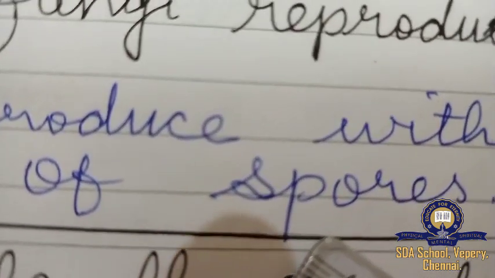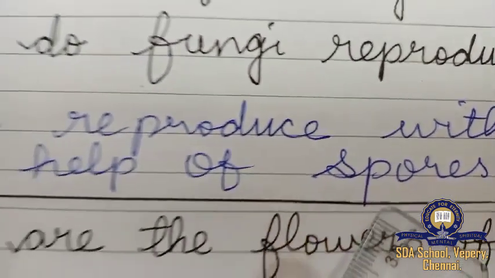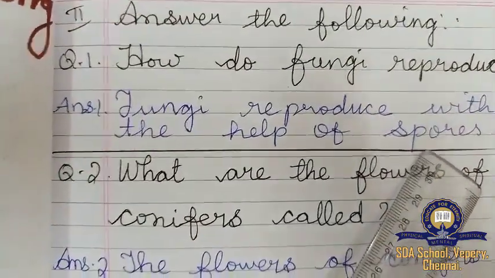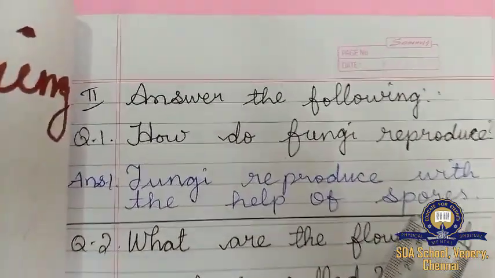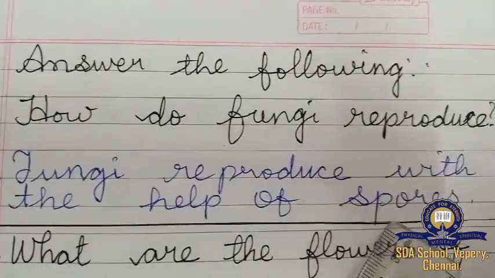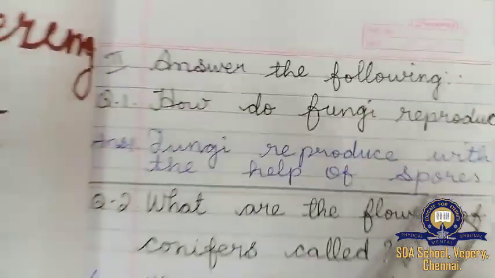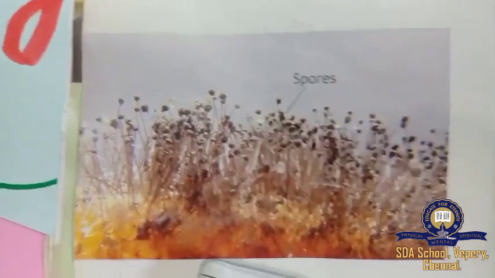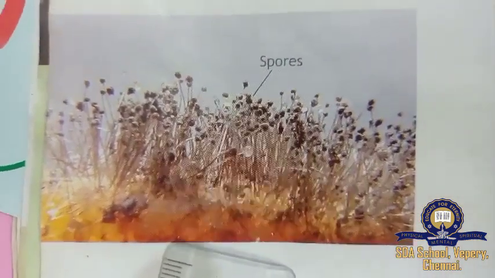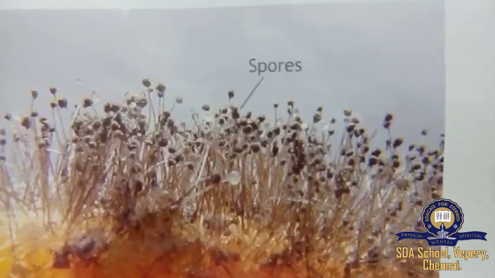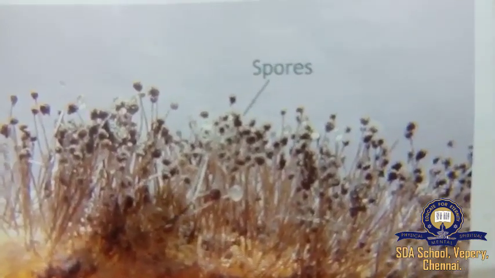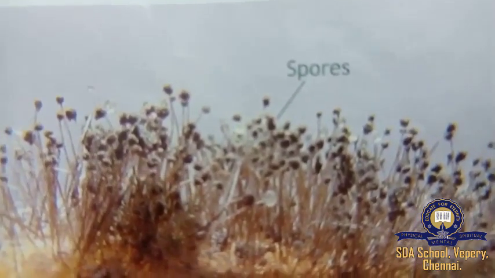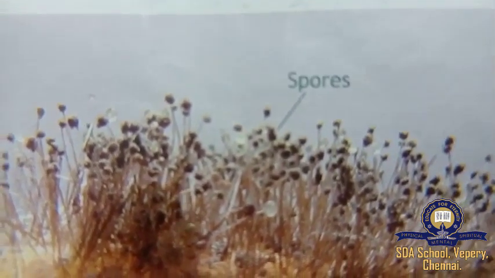S-P-O-R-E-S. Spores. You can see spores on the top of stale bread or stale food particles, a black colored thing. From this, fungi reproduce. Fungi reproduce with the help of spores. You can see in the picture.